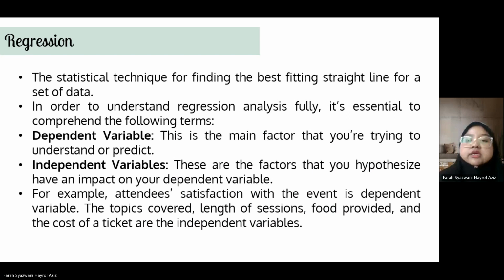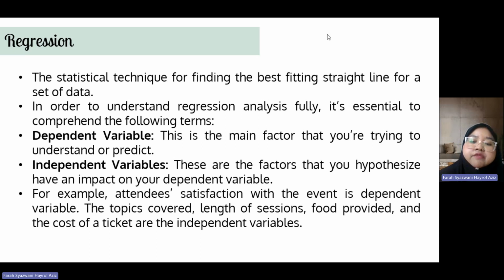The statistical technique for finding the best fitting straight line for a set of data is called regression. In order to understand regression analysis fully, it is essential to comprehend the following terms. Firstly, the dependent variable. This is the main factor you are trying to understand or predict. Secondly, the independent variables. These are the factors that you hypothesize have an impact on your dependent variable.